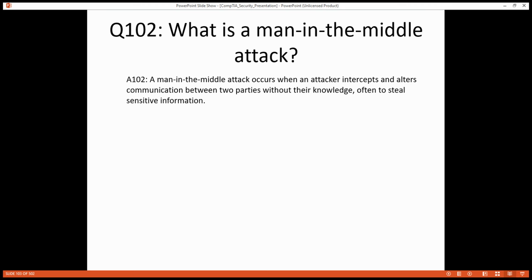Q102. What is a man-in-the-middle attack? A102. A man-in-the-middle attack occurs when an attacker intercepts and alters communication between two parties without their knowledge, often to steal sensitive information.